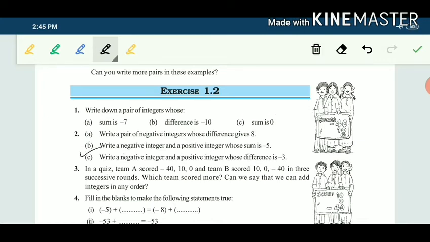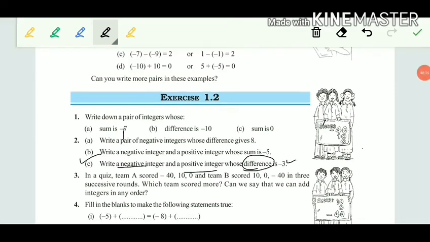C part. Write a negative integer and a positive integer whose difference, this time their subtraction, should be minus 3. So we will take the negative integer minus 1, their difference so a minus sign, and the positive integer 2. Open this bracket, it becomes minus 1 minus 2, that is equal to minus 3. So one negative integer, one positive integer, their difference is minus 3.